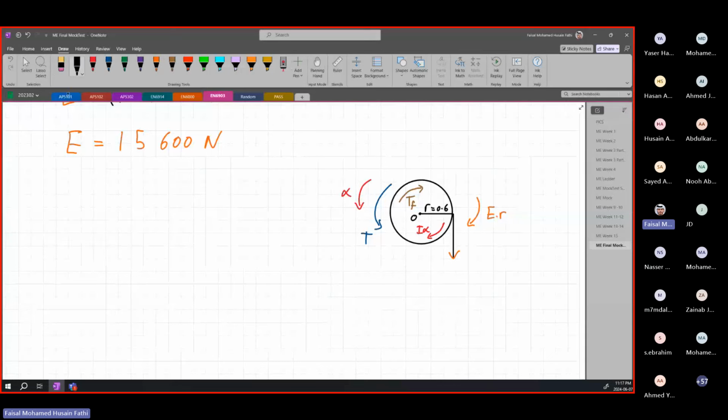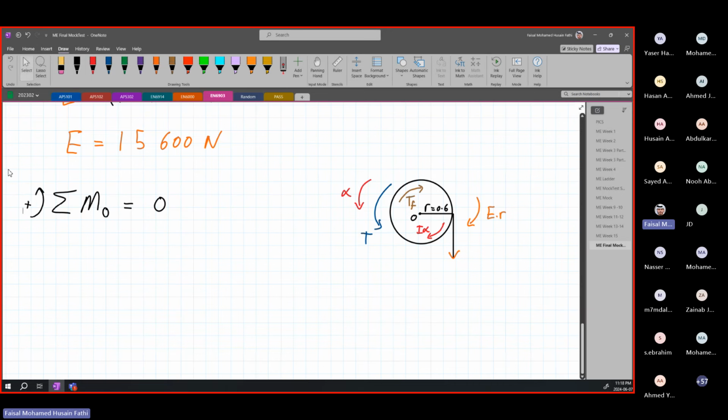We are going to take our sum of moments about point O, which is the center, is equal to 0. And we are going to assume counterclockwise to be our positive direction. It doesn't matter what you assume is your positive, just stick with it and solve, and your values will all be sorted out automatically. So in this case, I assumed counterclockwise to be my positive.